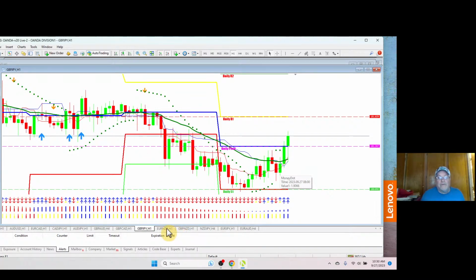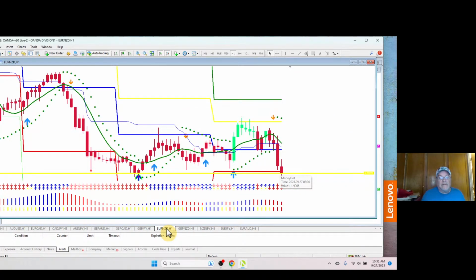The Euro New Zealand. This is 1 hour. Moving quickly. I need to get some more coffee. Maybe that's what's needed. Come on, Euro New Zealand. There we are. 1 hour buy. Okay, now it's down here where it was. This is a good opportunity here.